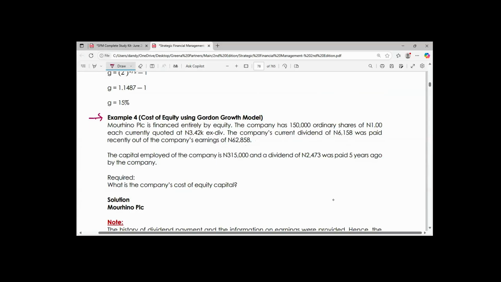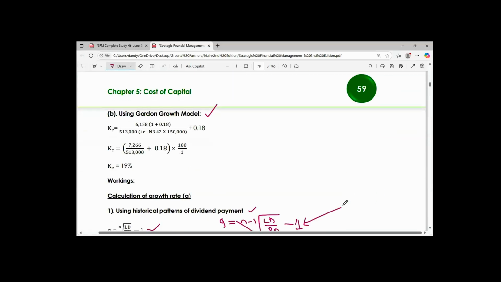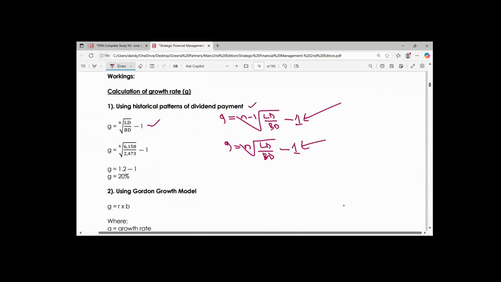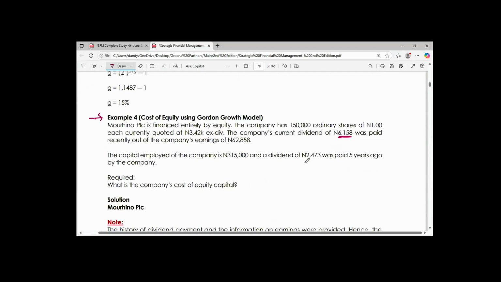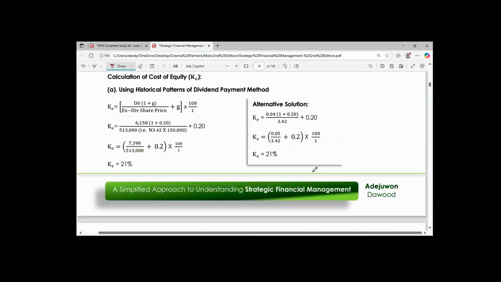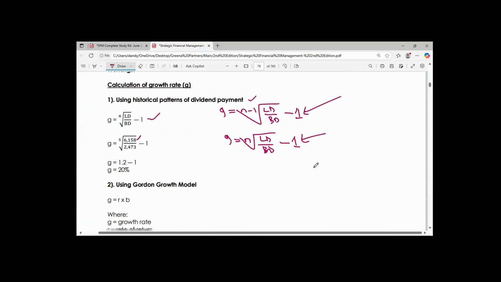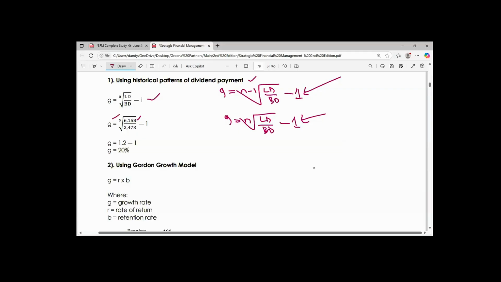Okay. Now, the current dividend is 6,158 naira, and that's what we are seeing here. According to the question, n is 5, because you are told that you are given the amount of dividend paid 5 years ago. So that's why you are seeing the 5 years. Then the current year dividend is 2,473. When you put it in the formula, the final answer is 20%.